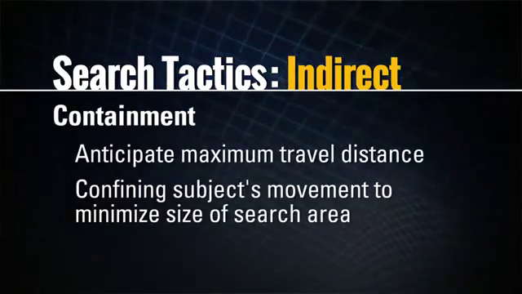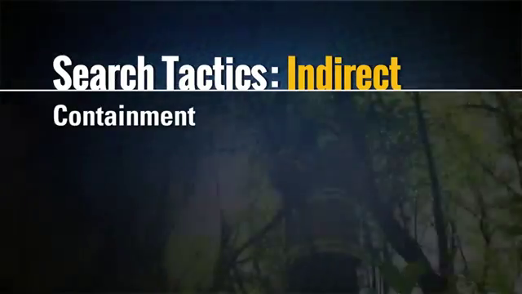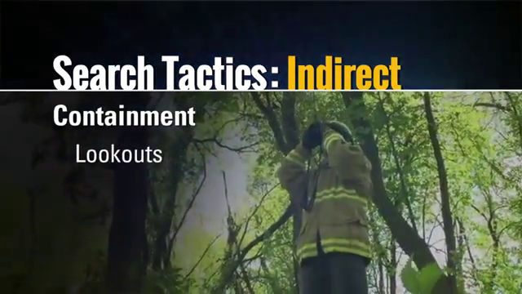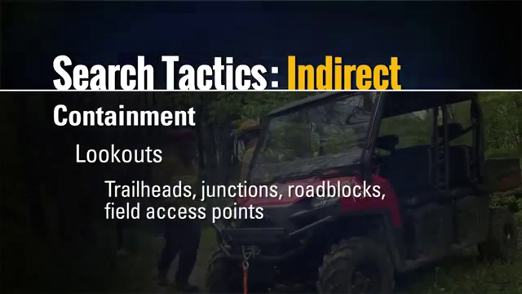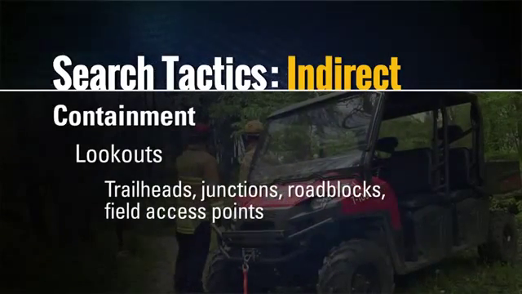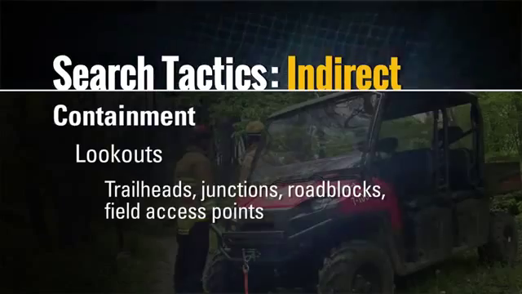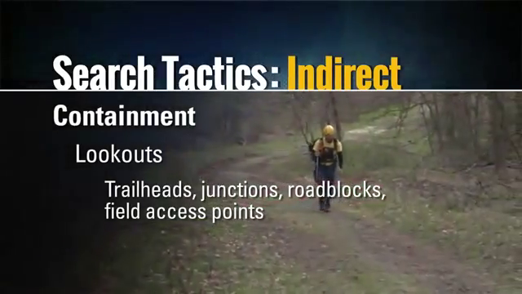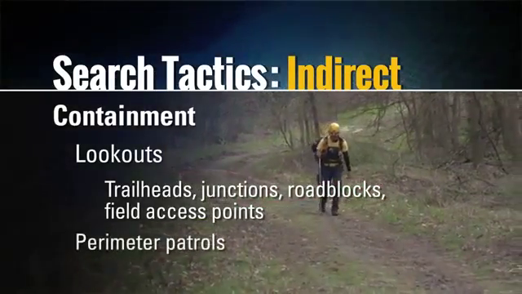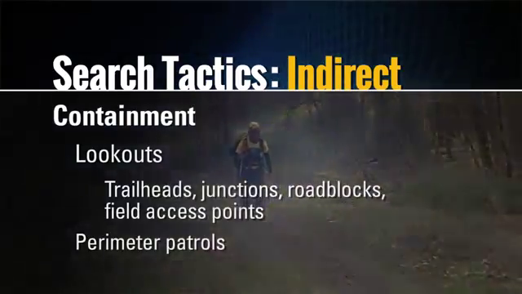Indirect tactics you can use to contain a search area include setting lookouts at key positions such as trailheads, trail junctions, roadblocks, and field access points, any area where a subject on the move may cross. You can also establish perimeter patrols to maintain this containment area.